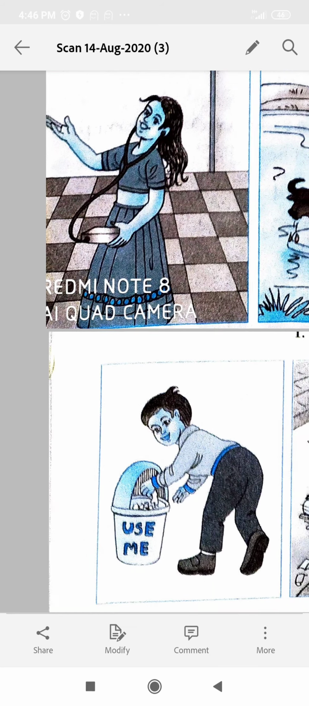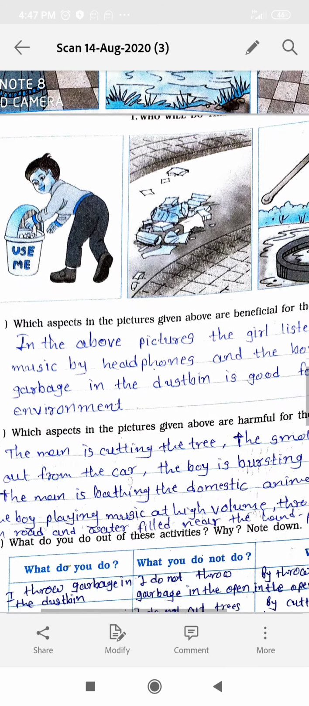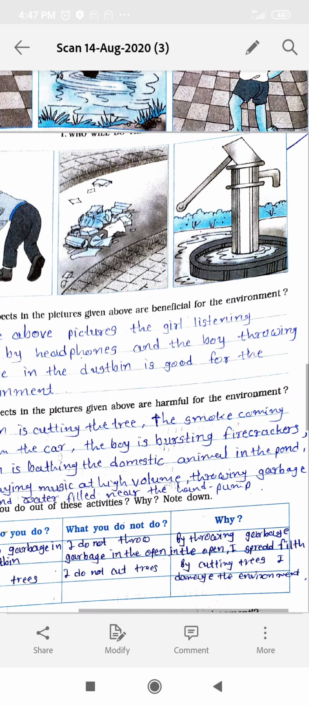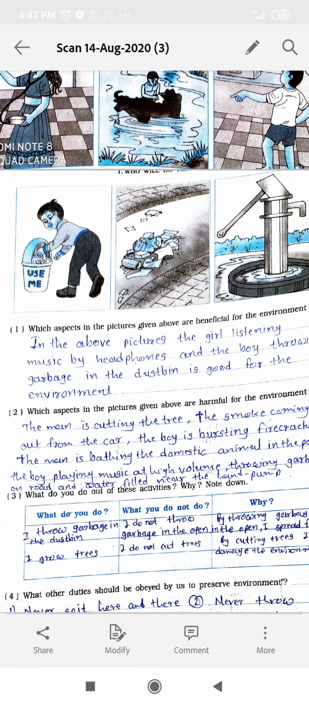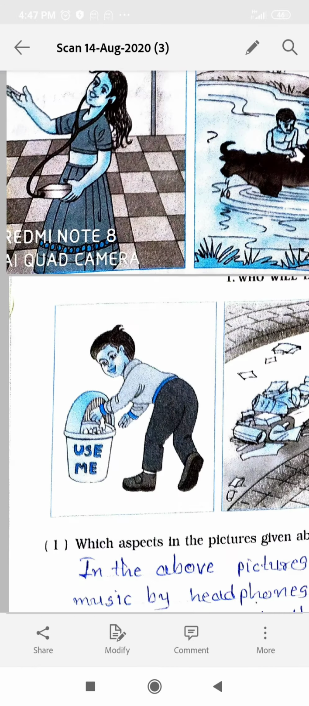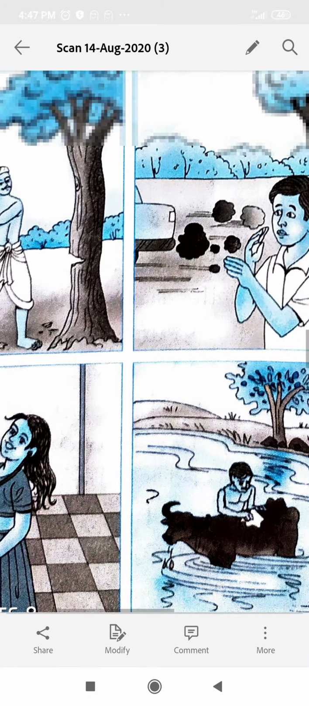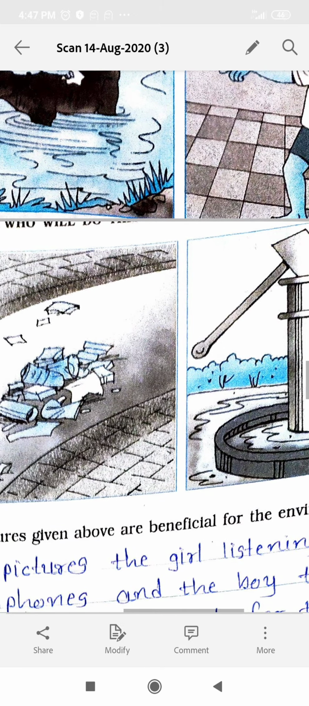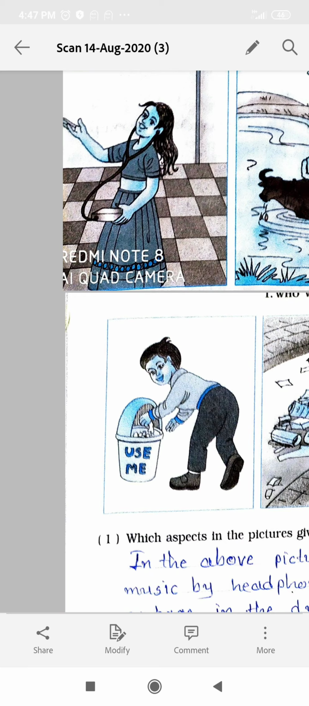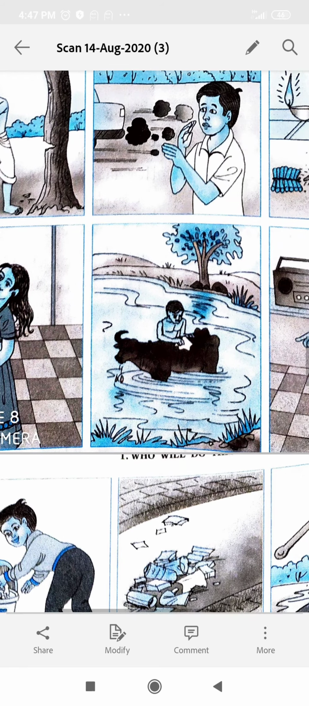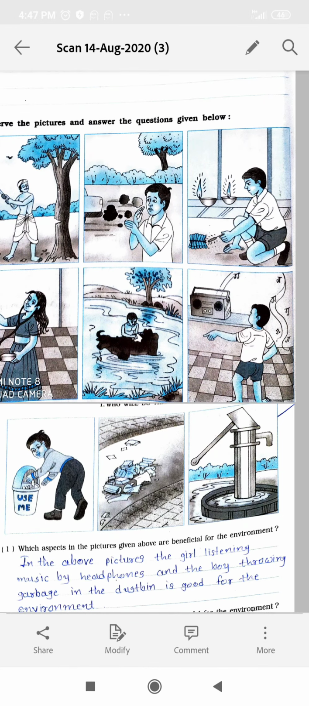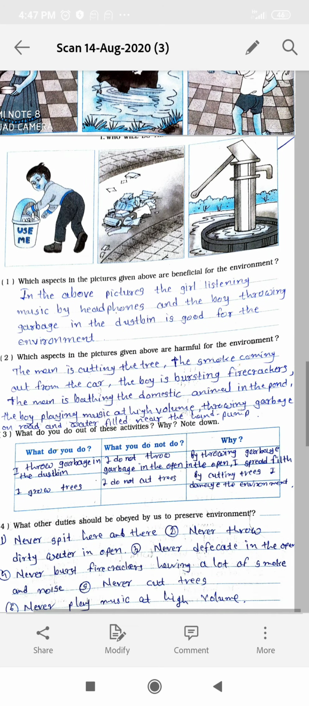Okay, now see the next question. Which aspects in the pictures given above are harmful for the environment? So except these 2 pictures, all are harmful for the environment. All are harmful for the environment except these 2 pictures. They are harmful for the environment. Now we have to describe them one by one, which are harmful for the environment.